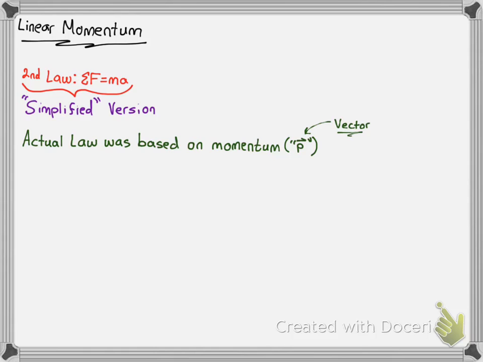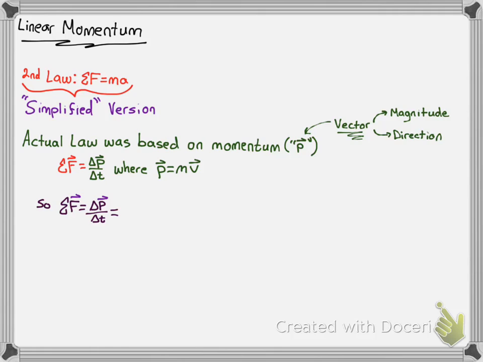And momentum is also a vector, meaning it has magnitude and direction. He said that net force was equal to the change of momentum over the change in time, not so much mass times acceleration. And the way you find the vector momentum is simply by multiplying the mass and the velocity of an object. So net force is equal to the change of momentum over time.